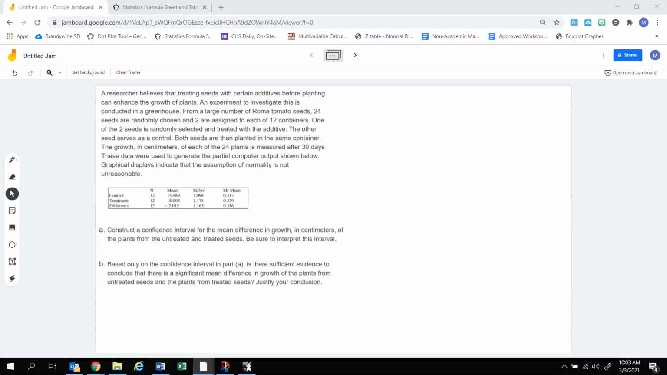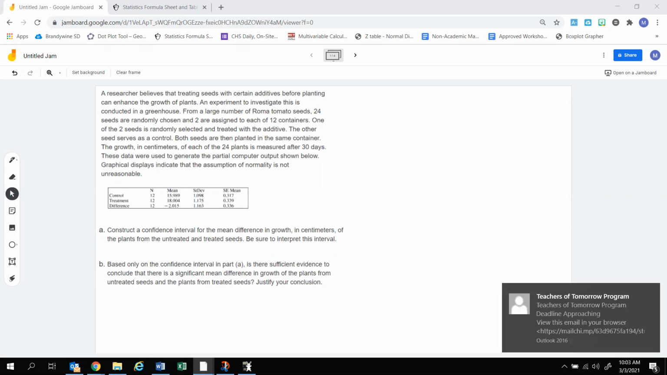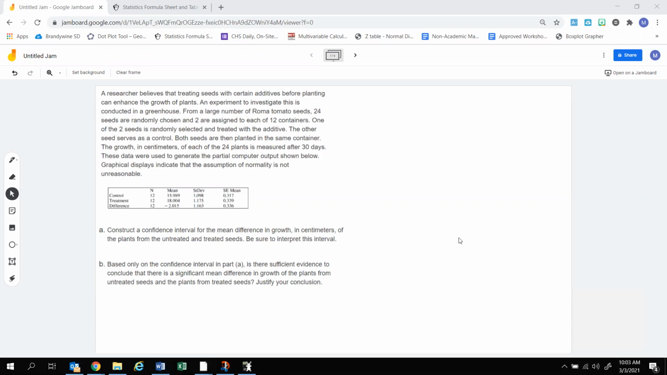All right, so another practice free response question. At this point, this one's going to be a confidence interval. Go ahead and pause this video if you want to read through the question, but I'm going to go ahead and just start rolling. Couple of key things that we need to look at in this question.